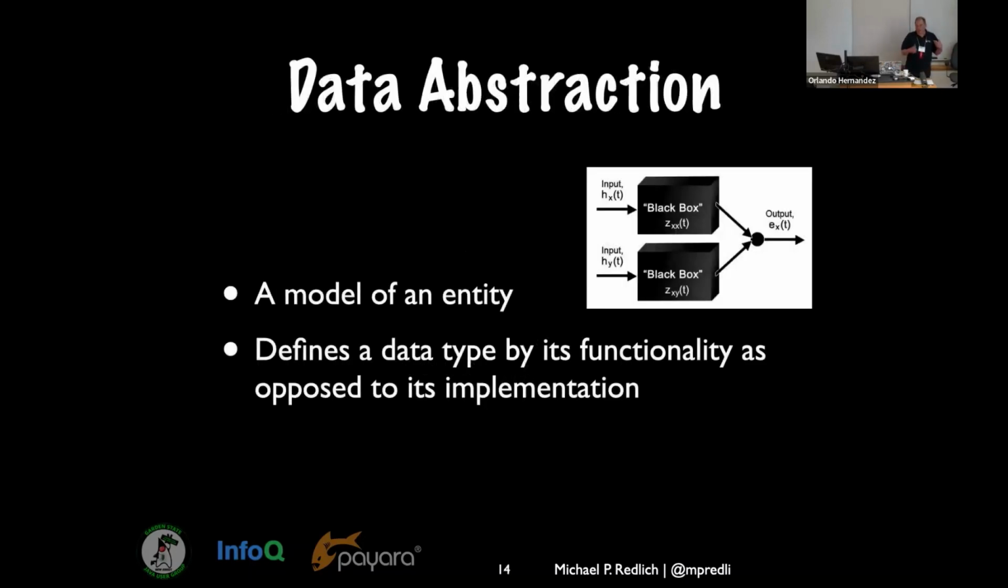And data abstraction is a model of an entity. You define a data type by its functionality as opposed to its implementation. And the example I like to use is a manual transmission. All right, unless you're a mechanic, you know how to use a manual transmission, right? The clutch and the shifter. But what's the internal working of that manual transmission? In my former life, I was an auto tech, so I do know that, but you've got the way the gears and the way the power flow goes through the gears and all that good stuff. But anyway, that's an example I like to use.